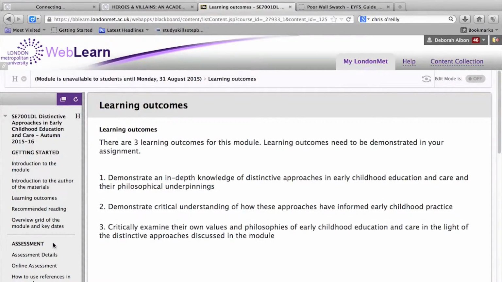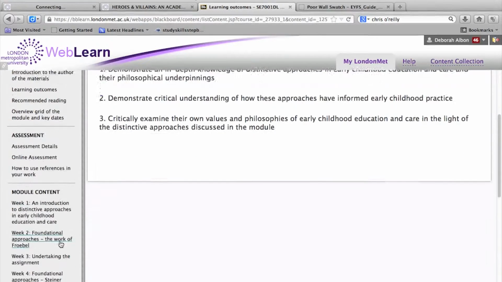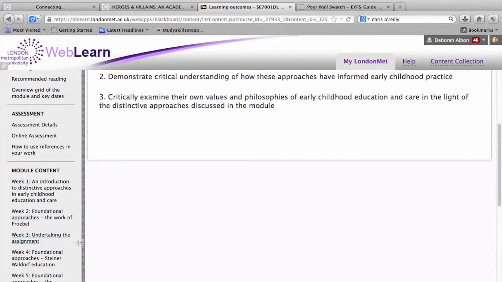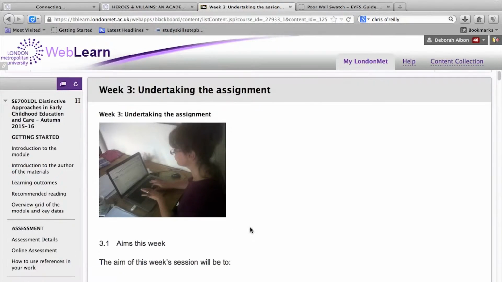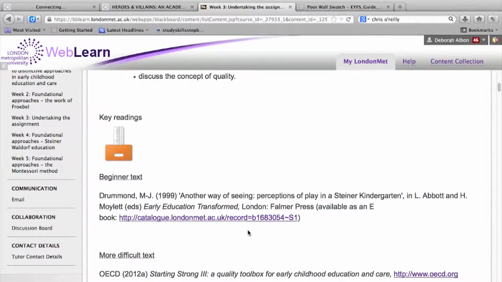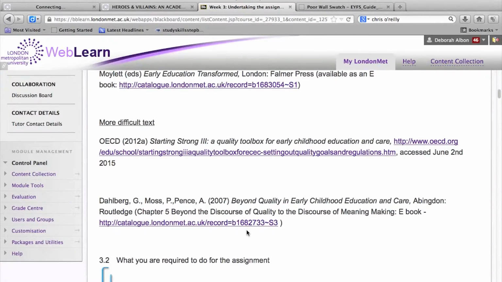Now, as you go through your materials, I'm going to go down this left-hand navigation again, you'll see that week 3 is all about undertaking the assignment. So again, you've got materials that are going to really help you to be thinking about what you need to do. So really look at that week in depth. And remember, you can return again and again and again to a particular week. You don't just have to look at it once. You might find it quite useful to look at this a number of times so you're very clear what you need to do.